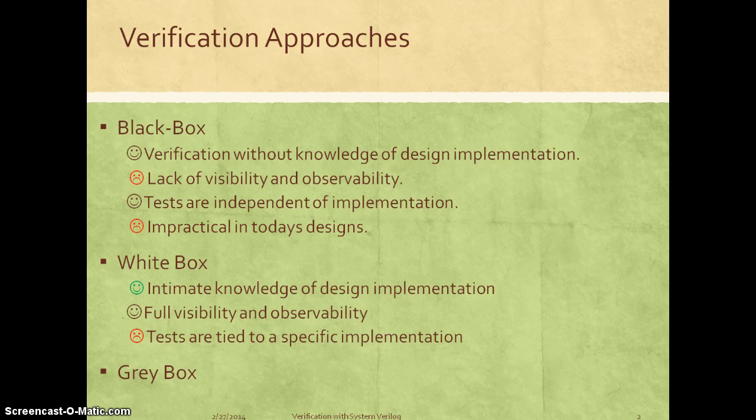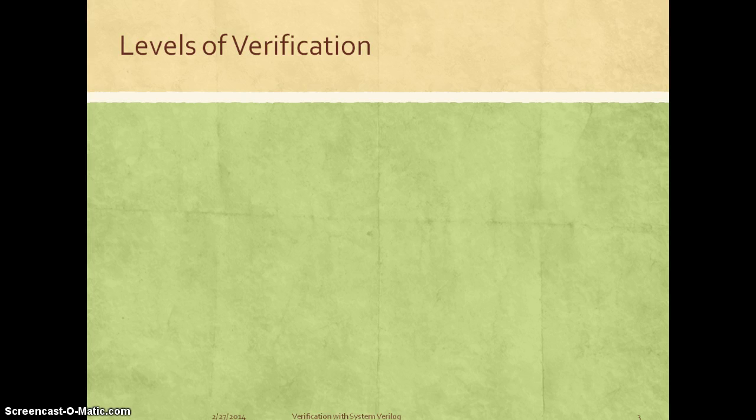And the third approach is a gray box approach, which is a compromise between both the approaches. There are certain things where you don't really need to know everything about the design, and you can go and create tests and verify, whereas for certain scenarios or features, you will need to understand the design before you thoroughly verify. So these are the three approaches that we normally use for verification.